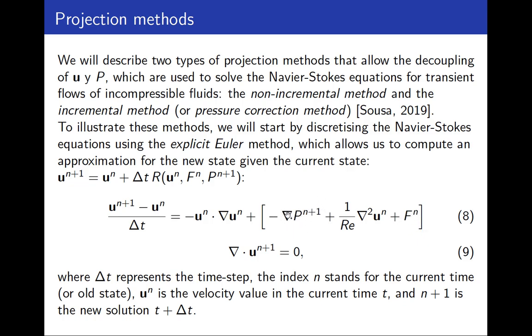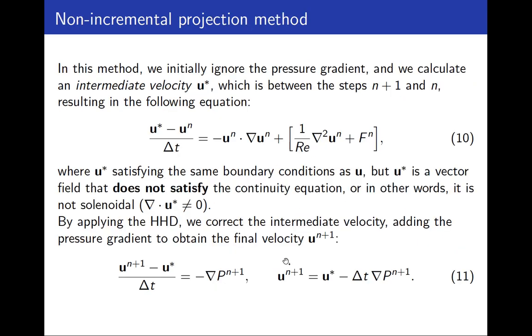But here, an exception: we will be evaluating the pressure at the new time, because remember, pressure is also a variable. We don't know the value of pressure, so we need to compute the pressure at the new time, and use it to estimate the new value of velocity. And also remember, we have to satisfy the continuity equation, so the divergence of the new velocity has to be equal to 0.